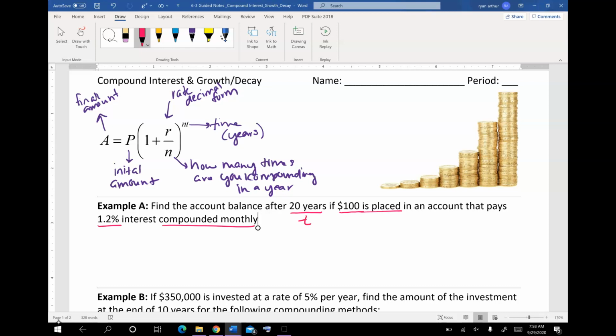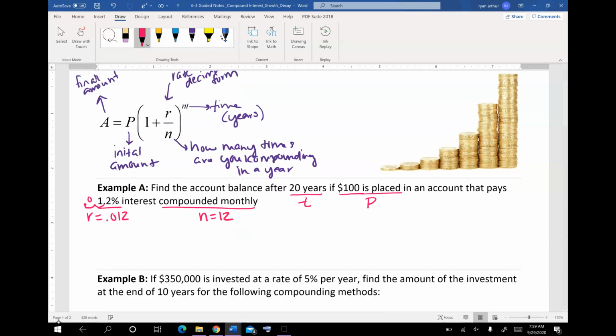$100 is placed in an account. Well, the $100 is either going to be your A or your P. If you place something into an account, that means you're starting it. So that's going to be my initial amount, which is P. 1.2 interest, that's my R. But when you convert it to a decimal, you move the decimal point 2 places to the left. So my rate is 0.012. Compounded monthly, how many months are in a year? 12. So my N is 12, okay?